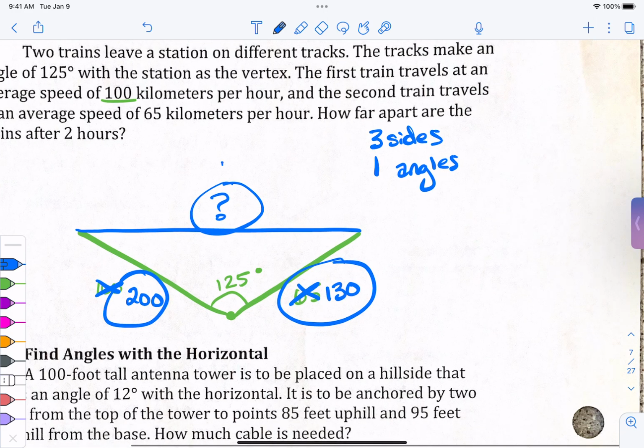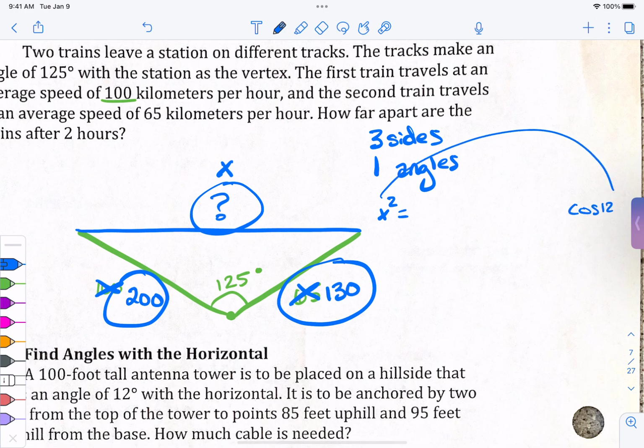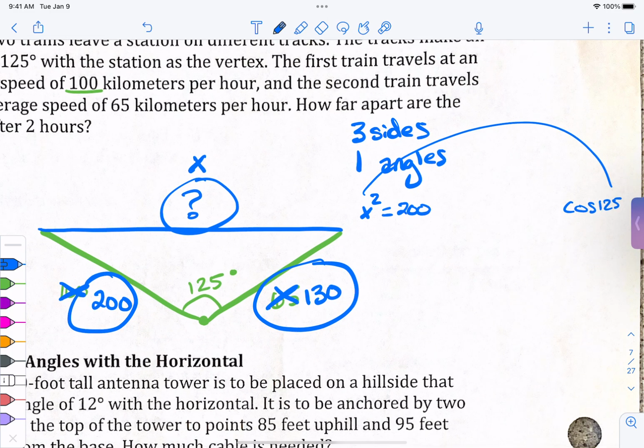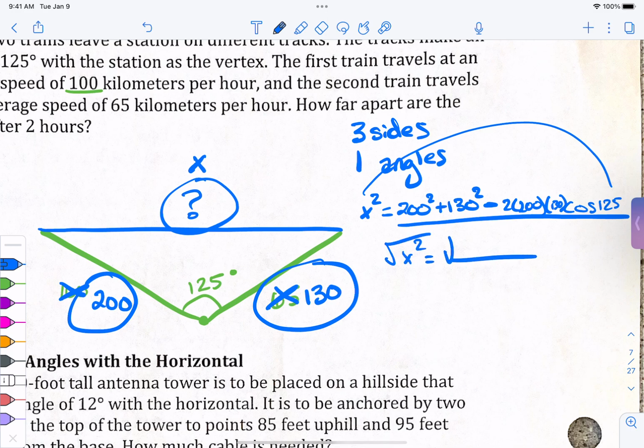I'm going to call this side x and put it here, x squared. Then the cosine of the opposite angle, 125, has to go over here. Make sure your calculator's in degrees. We're going to do 200 squared plus 130 squared minus 2 times 200 times 130 times cosine of 125. You should be able to type that whole thing into your calculator, get x squared equals something, and then take the square root. This is kind of a quick one. Or you can take the square root of all of that at the start.